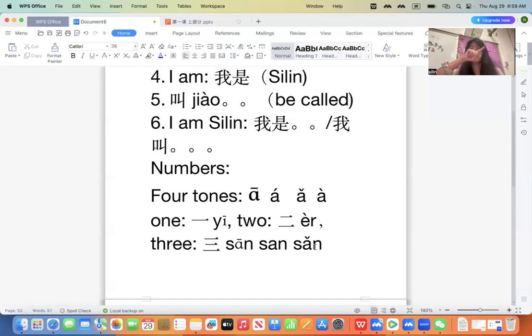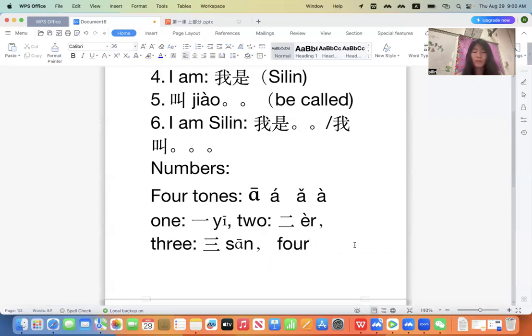So sǎn, right? And how about the last tone? It will be sàn. So number 3 in Chinese is the first tone, san. Make sure your voice doesn't change, it's always in a straight line. The gesture for 3, this one or this one, both are fine. And the next one, number 4.